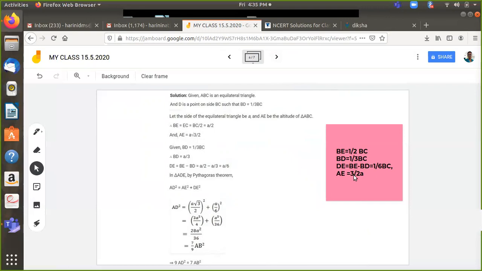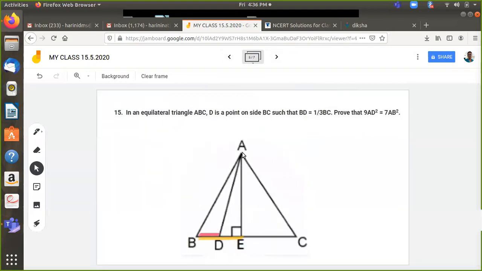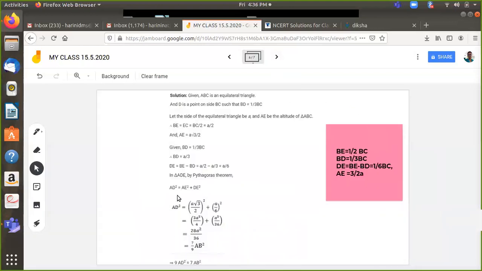Now, when I have all these segments, I'm just going to do a few adjustments in my triangle ADE. So I'm going to focus on triangle ADE. Look at my triangle ADE. What kind of triangle is this? It is a right triangle whose hypotenuse is AD. So my AD square will be equal to DE square plus AE square. I already got DE in terms of BC. I also have AE in terms of BC. BC or AB, whichever it is, because all of them are equal in an equilateral triangle. So I'm writing AD square as AE square plus DE square.